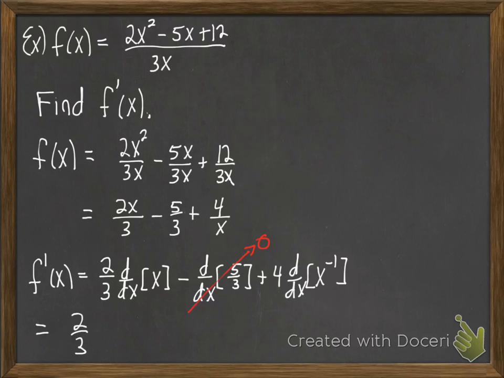And then I just have the derivative of x to the minus first power. Well, by the power rule, that would be times the minus 1. So this is going to be minus 4, and then x to the negative second.